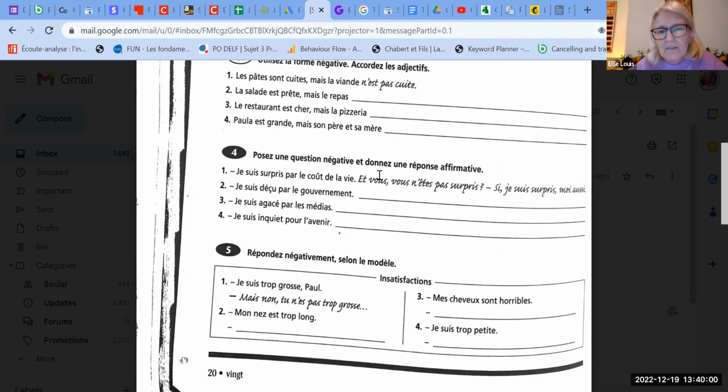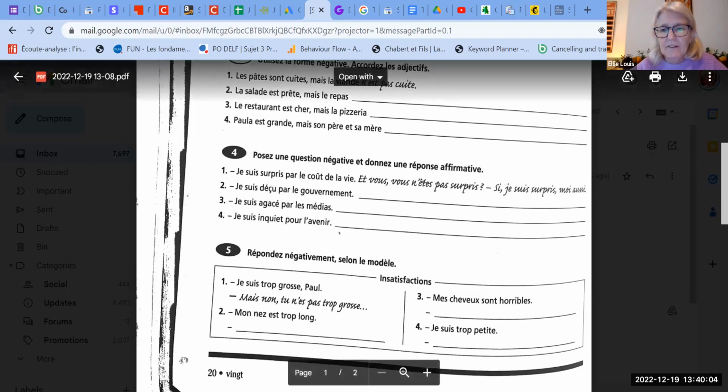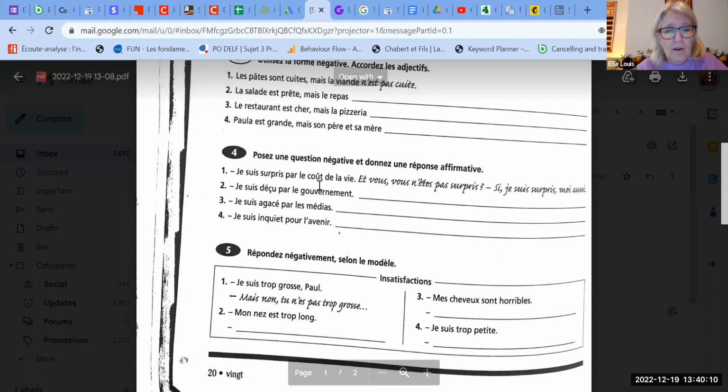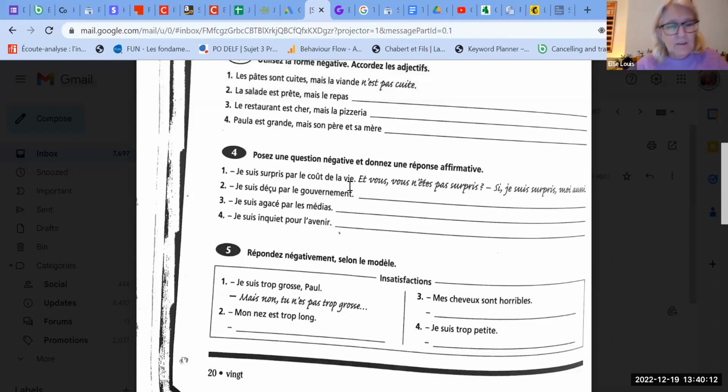Poser une question négative et donner une réponse affirmative. All right, so this is using that idea that we came across before, which is the si. So, je suis surpris par le coût de la vie. By the way, I just find this book seems to predict our current times. So, je suis surpris par le coût de la vie. Et vous n'êtes pas surpris, and you, aren't you surprised?